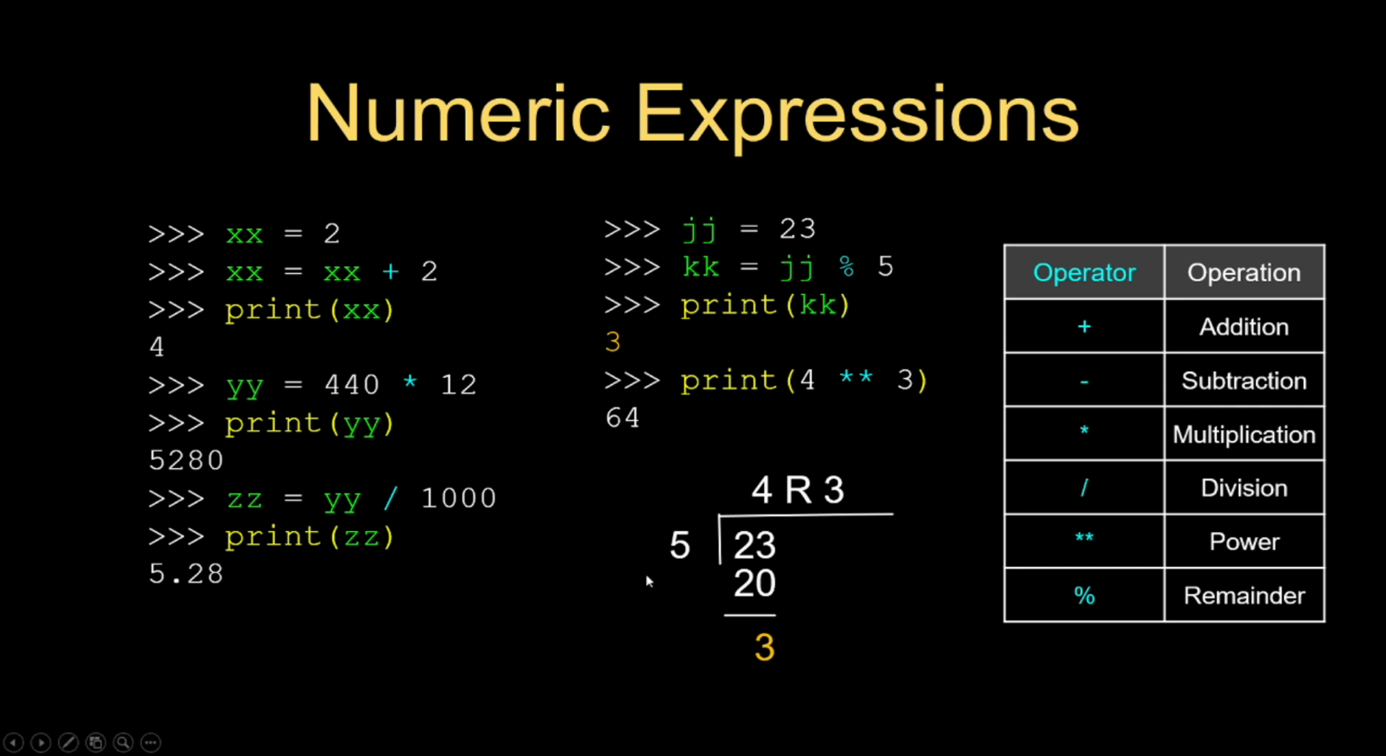So this one is just exponentiation. This is like 4 to the power of 3. Okay? So 4 times 4 times 4, that is 64. So before we proceed to order of evaluation, let's discuss more of this remainder in detail, because it tends to confuse people.